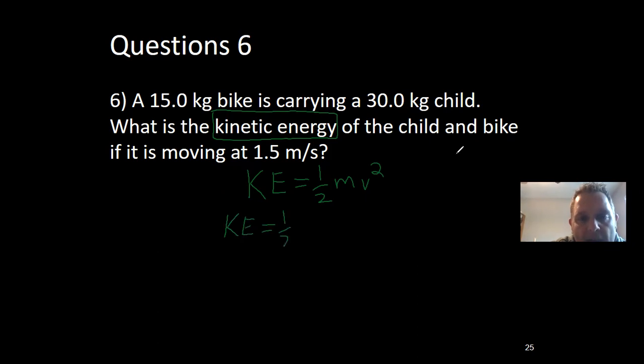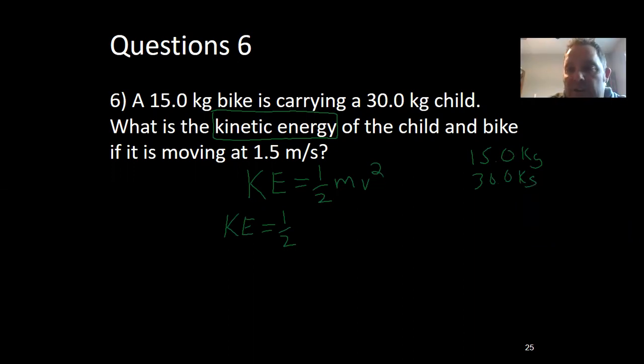And we have 1/2. Now a small trick, what's our mass here? Well, we have 2 masses. We have our 15 kilogram bike and our 30 kilogram child. So here we need to add those together. 15 plus 30 will give us a total of 45.